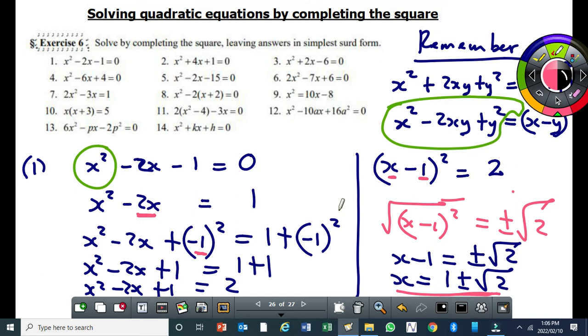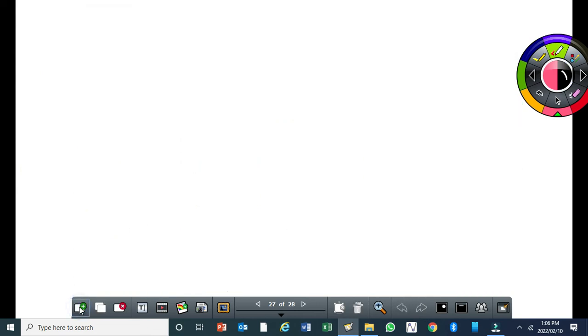Okay. If I go to the next page, I can write that as x is equal to 1 plus square root of 2, or x is equal to 1 minus square root of 2. So those would be the two values of x. Yes, you can convert them to a decimal, but sometimes you just have to leave your answers in surd form.